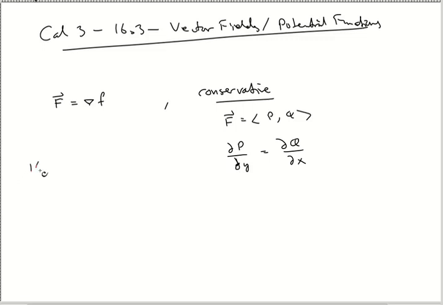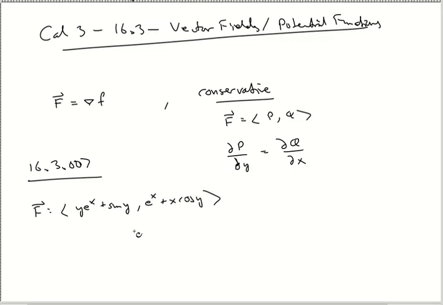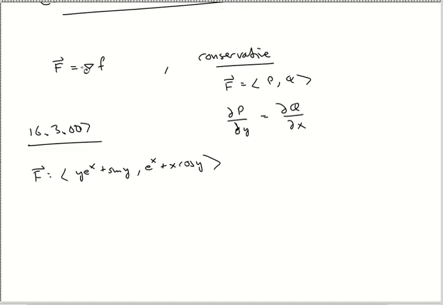All right, let's go. 16.3.007. So my F vector is y e to the x plus sine y, e to the x plus x cosine y. Okay, so first off, is this conservative? Can I go and find my potential function, my little f, essentially? And if you can't, then you would put something like DNE or something like that. It kind of depends on the problem, but let's go and see, is this conservative to begin with?